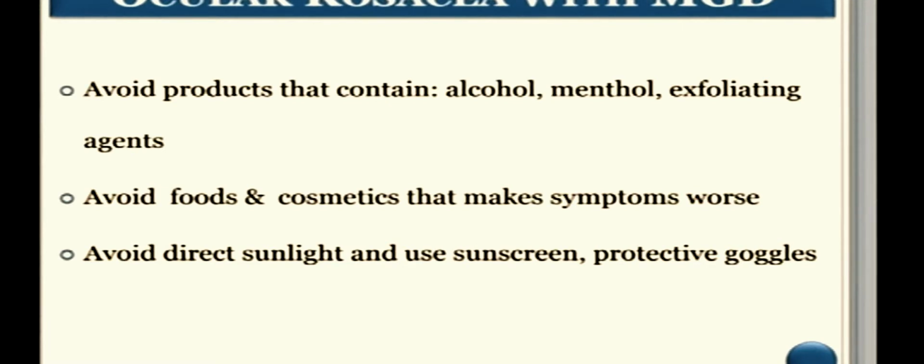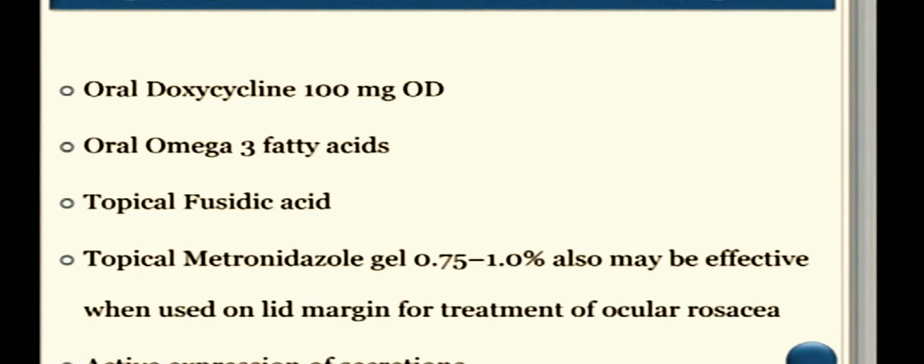Now, if there is acne rosacea, ocular rosacea, then of course doxycycline is very useful. You should also take some preventive measures, like avoiding products that contain alcohol, menthol, exfoliating agents. You should avoid too much of cosmetics, and you should use protective goggles, etc. And as I said, oral doxycycline is very useful in MGD. Oral omega-3 fatty acids are also showing very good results these days. And some studies have shown good results of topical metronidazole gel as well.